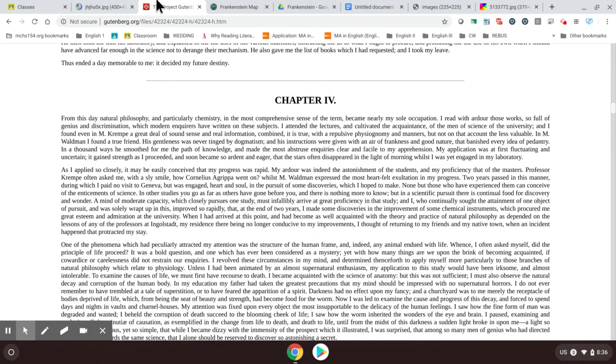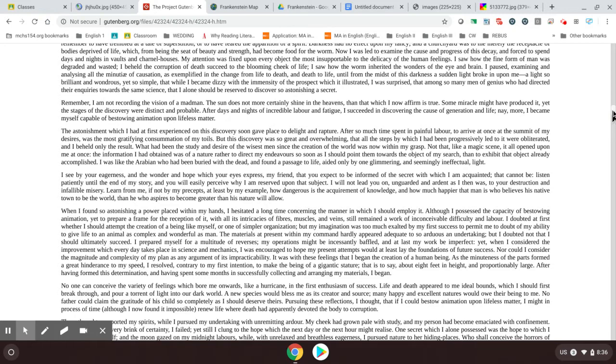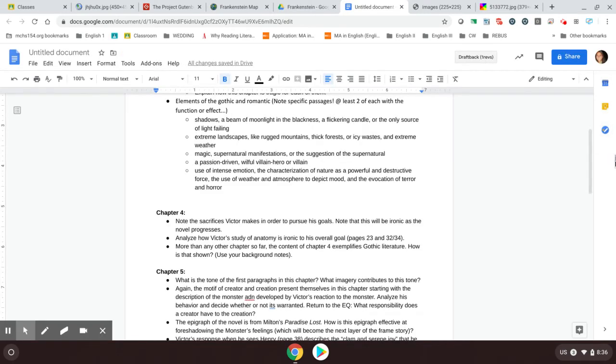So on the next page of chapter 4, as he continues talking about science and how he passes his day, you might think, oh, it's a lot of painstaking detail, but this is all part of the characterization, and it's also developing the different Gothic and Romantic themes that we see here. I would ask you to start noting some of these passages where we really see and can identify the fact that this is a Gothic novel.